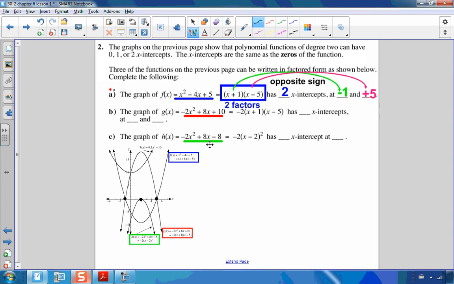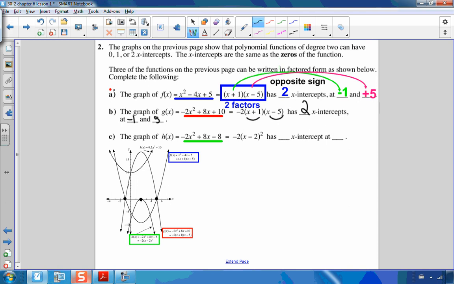+5 is the opposite of x - 5. Okay, the red graph, this red graph right here, is written as the equation -2x² + 8x + 10, which is factored as -2(x + 1)(x - 5). Again, I can see that there are 2 factors, which means I have 2 x-intercepts. Those 2 x-intercepts are going to be at my opposite signs. So the opposite of a +1 is a -1. The opposite of a -5 is a +5.